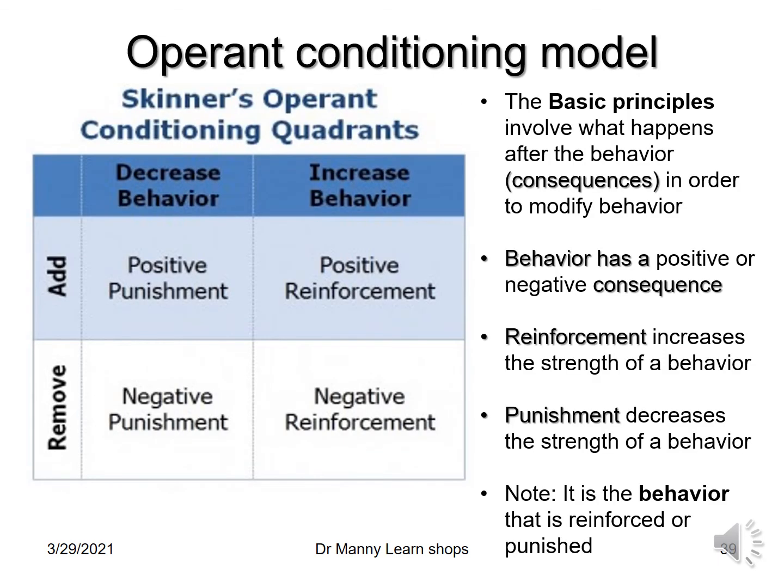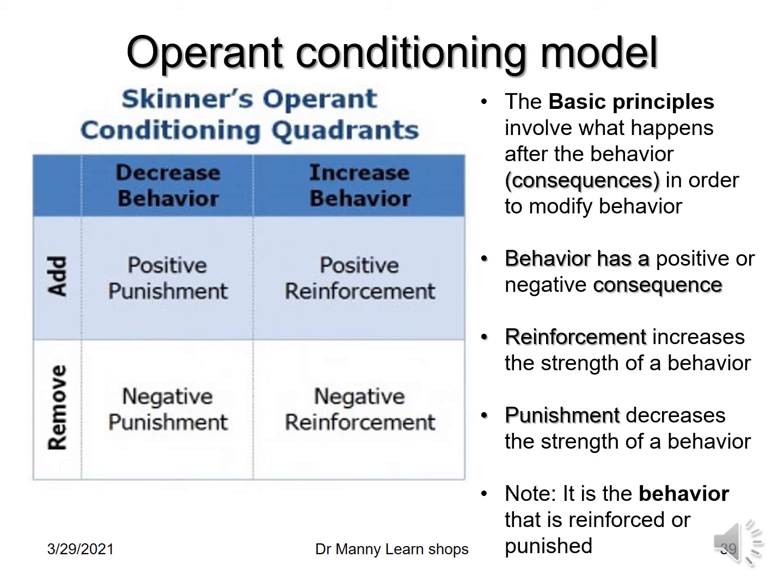So, in operant conditioning, he had 4 quadrants. The basic principles involved what happens after the behaviour, or the consequences, in order to modify the behaviour. He stated that behaviour has a positive or a negative consequence. Reinforcement increases the strength of that behaviour. Punishment decreases the strength of the behaviour. Reward increases the behaviour. And you note it's the behaviour that's reinforced or punished.